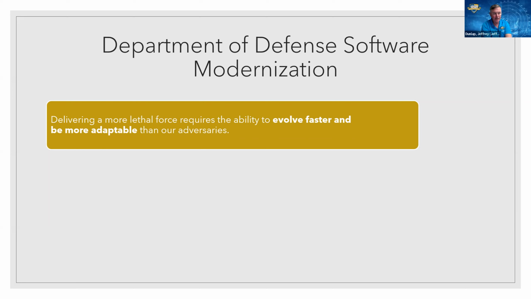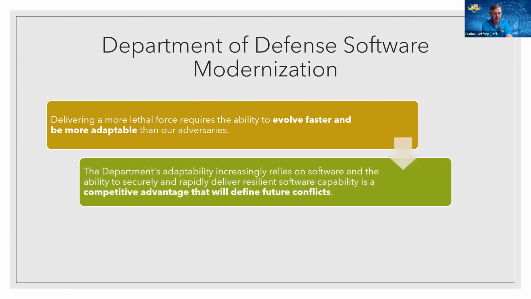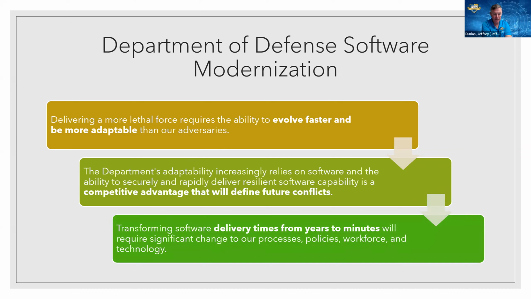Some of the tenets of that document basically says we need to be able to evolve faster and to be more adaptable than our adversaries, right? This is all DoD military talk. It gives us, we need a competitive edge that will define future conflicts. We need to be on the right end of this transformation.